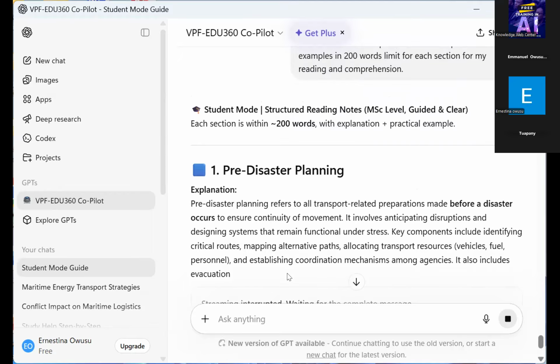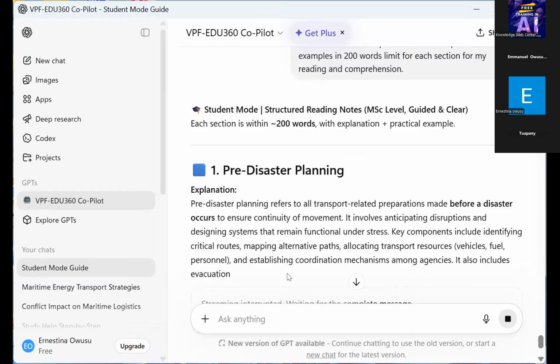Student mode. Structured reading notes. MS level. Guided or clear. Each section is within 200 words with explanation and practical example. 1. Pre-disaster planning. Explanation. Pre-disaster planning refers to all transport-related preparations made before a disaster occurs to ensure continuity of movement.